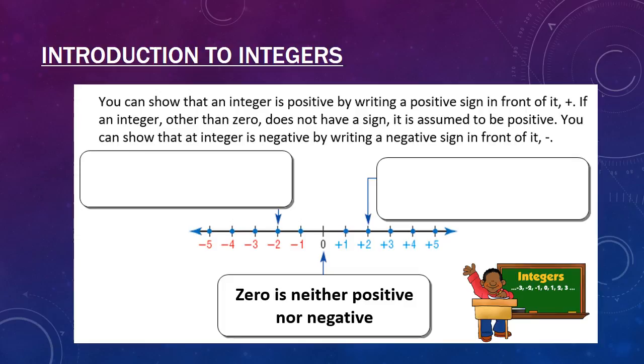One thing I want you to note and write in the box is that 0 is neither positive nor negative. It is like the referee that stands in the middle of the game, and it doesn't take sides either way.